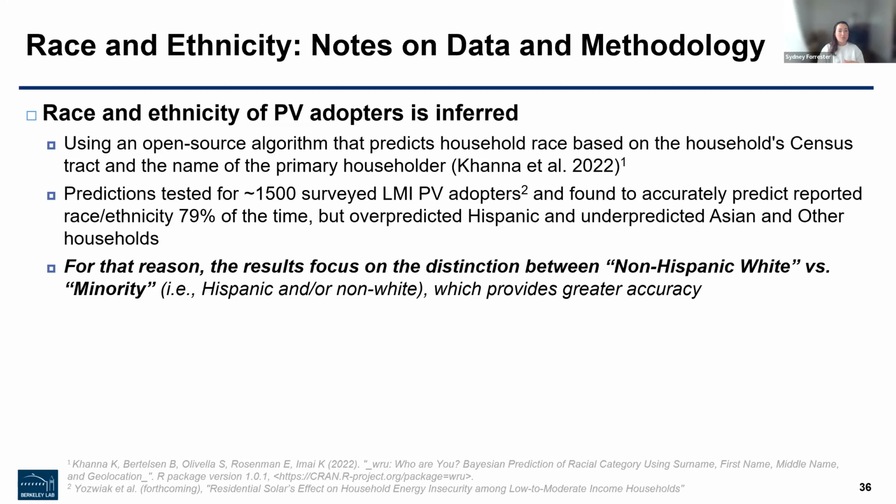We found that once we broke up the minority householders into Black, Asian, and Hispanic and other, it was correct around 79% of the time. Whereas when we just divided it up between non-Hispanic white and all else, so the minority population, combining Asian, Black, Hispanic, and other, it got a whole lot more accurate. So that's how we present the results in this year's report. So next slide.